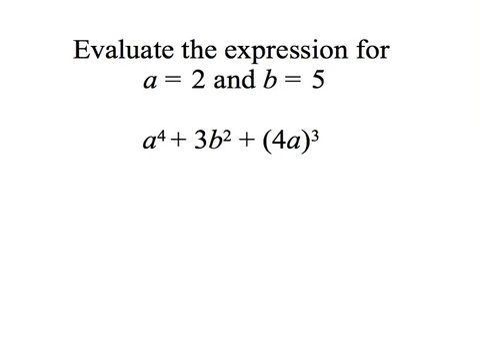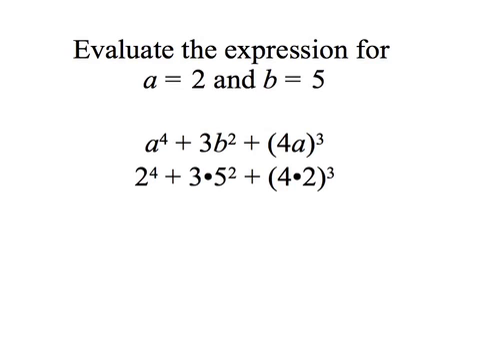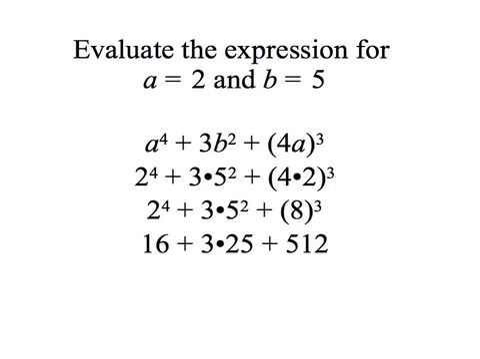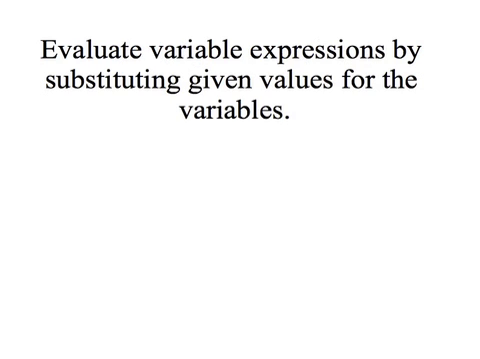And now we're going to do one that involves exponents. This time A is 2 and B is 5. And we'll substitute in first. And then we have to do what's in the grouping symbol next to get 8. The exponents come next. So the 2 to the 4th becomes 16. The 5 squared is 25. And the 8 to the 3rd is 512. The multiplication then goes, and now the addition goes in, and those three numbers add up to 603, and we've simplified another expression. To summarize, evaluate variable expressions by substituting given values for the variables.